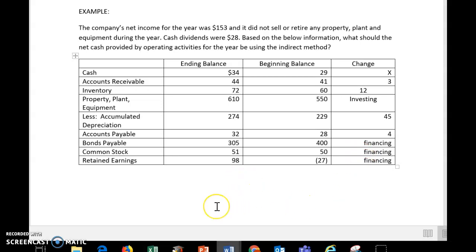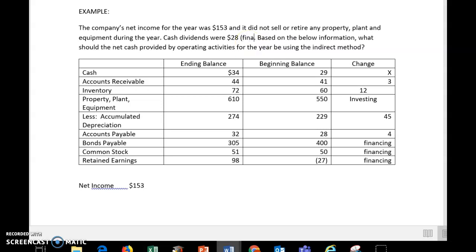So let's look at what this operating section looks like in the indirect method. We start with our net income. Our net income here is $153. I get that by reading that paragraph at the top. The paragraph also tells me that cash dividends were paid. Remember, cash dividends, those go into the financing section as well. So they are not part of that operating section.